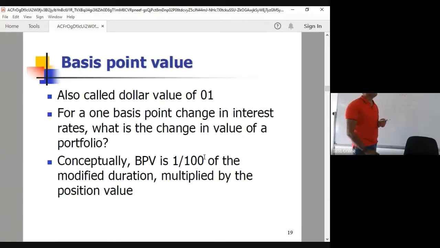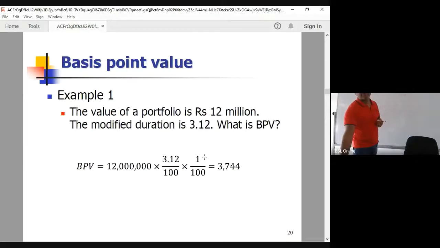So conceptually, it is duration because you're taking the time weighted cash flows and you're looking at the impact of yield. So it's basically modified duration, modified by the position you have. Let me give you an example. Somebody has a portfolio of 12 million rupees. The modified duration of it is 3.12, right?